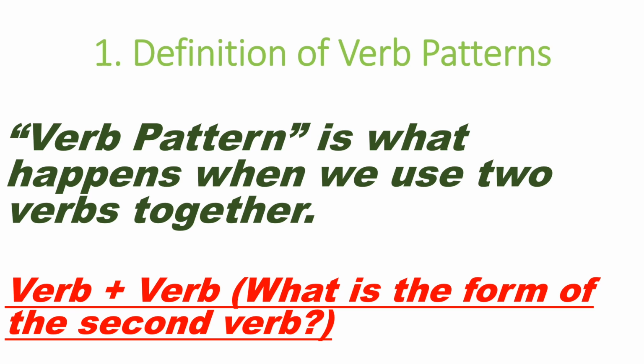What is a verb pattern? A verb pattern is what happens when we use 2 verbs together. We know that the first verb can be present, past, or future. What about the second verb? What is the form of the second verb?